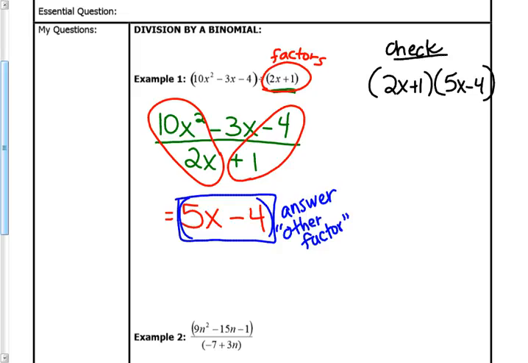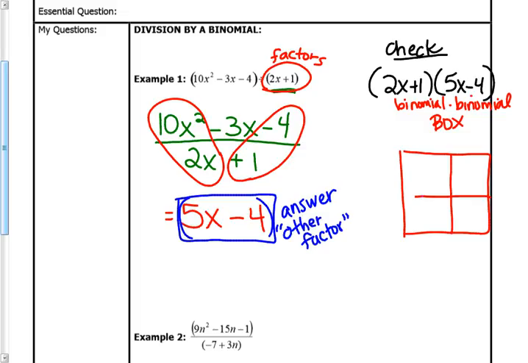So here I now have a binomial times binomial situation. We said when we have a binomial times binomial, we like to box it. So I can use the box method there to check my answer. I just need one to be written on the top as my length and the other one on the side as my width. So I can say that this is 2x plus 1 times 5x minus 4 if I want to go ahead and check.